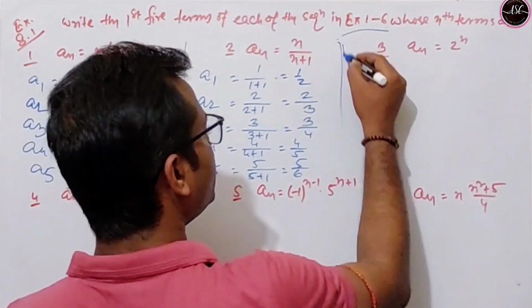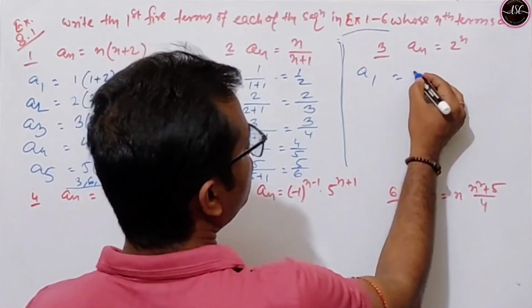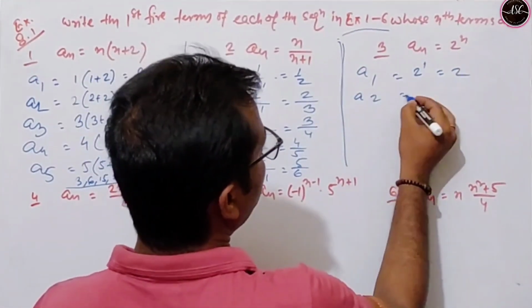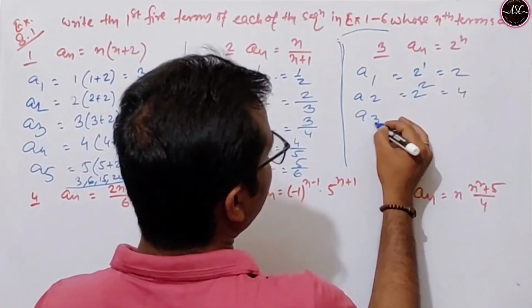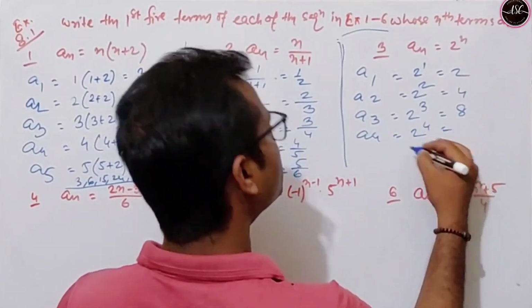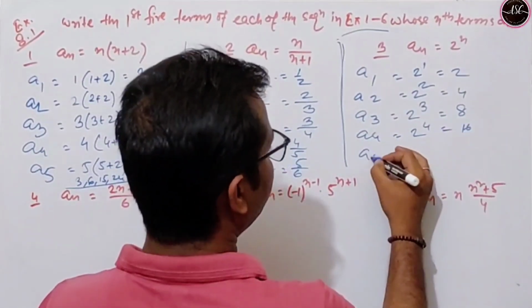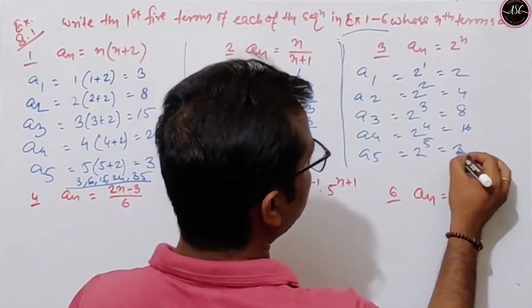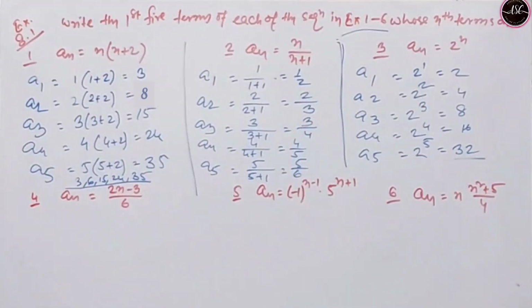Okay. So this time here a1 is equal to 2 to the power 1 equal to 2, a2 equal to 2 square equal to 4, a3 equal to 2 cube equal to 8, a4 equal to 2 to the power 4 equal to 16, a5 equal to 2 to the power 5 equal to 32. Okay, the terms are 2, 4, 8, 16 and 32.